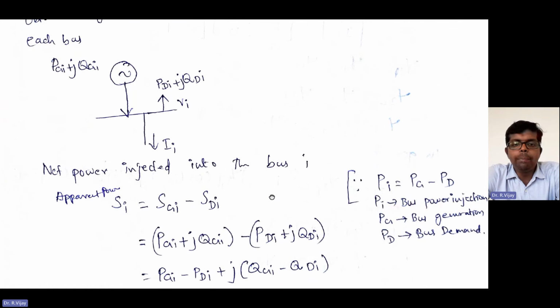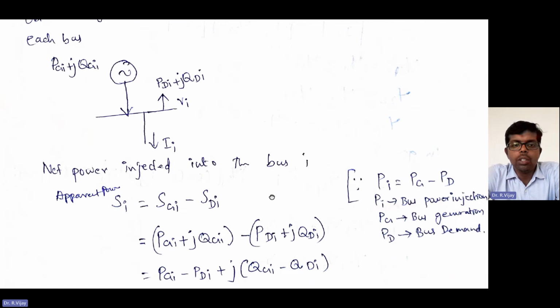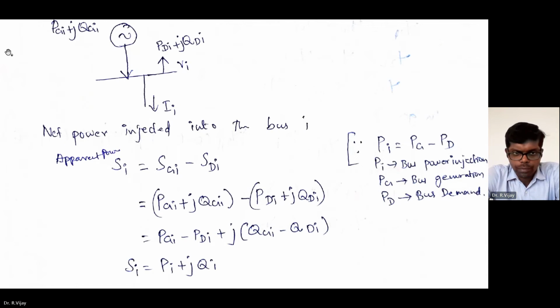So the net power injected into the bus I. So what is the apparent power? Apparent power is nothing but SI is equal to SGI minus SDI. That is the apparent power at the generator side and also the apparent power at the demand side. That is SGI minus SDI. Okay, because generation minus demand.